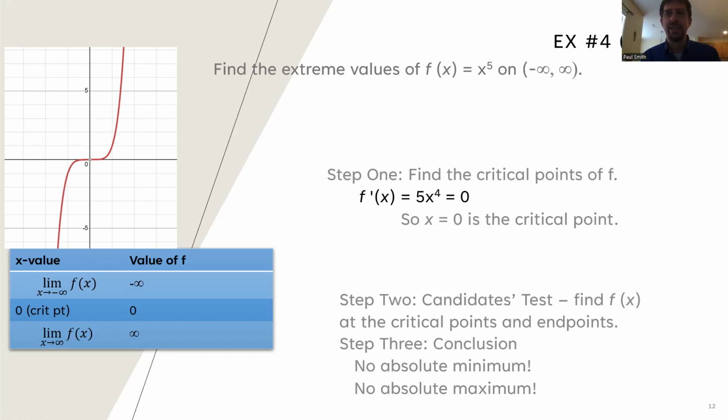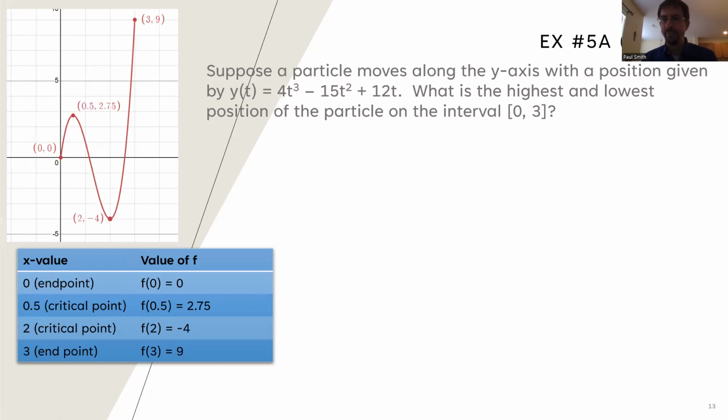All right, the last example I'm going to do is on page 218. And it says, suppose a particle moves along the y-axis with a position given by 4t cubed minus 15t squared plus 12t. What is the highest and lowest position of the particle on the interval 0 to 3? All right, so when we see highest and lowest, those are keywords for finding an absolute extrema. What's the biggest? What's the smallest value? What's the highest? What's the lowest value?